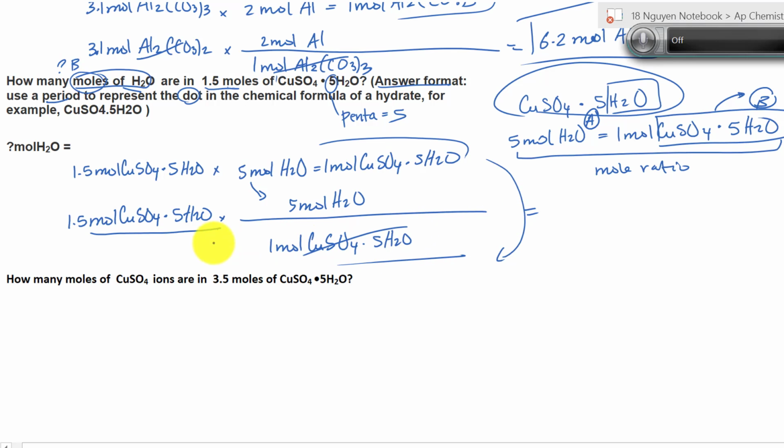So this cancels each other out. The whole point we're doing that is because we want to cancel out the unit and the chemical formula. And 1.5 times 5, that would give us 7.5 moles of H2O. There you go. So in 1.5 moles of copper sulfate pentahydrate, there's exactly 7.5 moles of water in there.